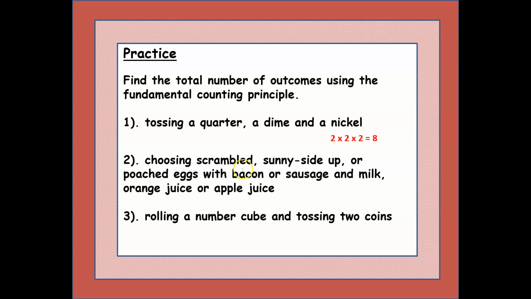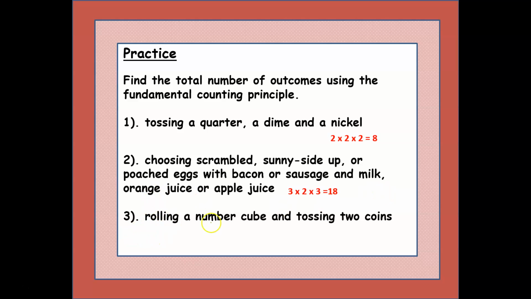Number 2, choosing scrambled, sunny side up, or poached eggs with bacon or sausage, and milk, orange juice, or apple juice. How many different breakfast combinations can you make given those options? Our first choice has 3 options, our second choice has 2 options, and our third choice has 3 options. So you're going to take 3 times 2 times 3 to get 18 total outcomes.